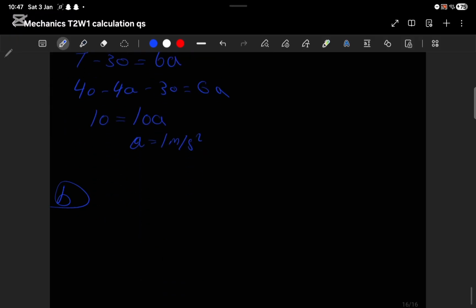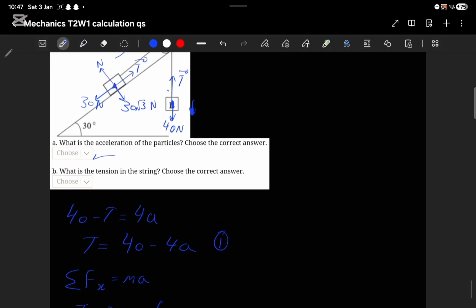Part B, the tension in the string. Just substitute. T is equal to what? 40 minus 4a. So 40 minus 4 is equal to 36 newtons. That's the answer to part B.